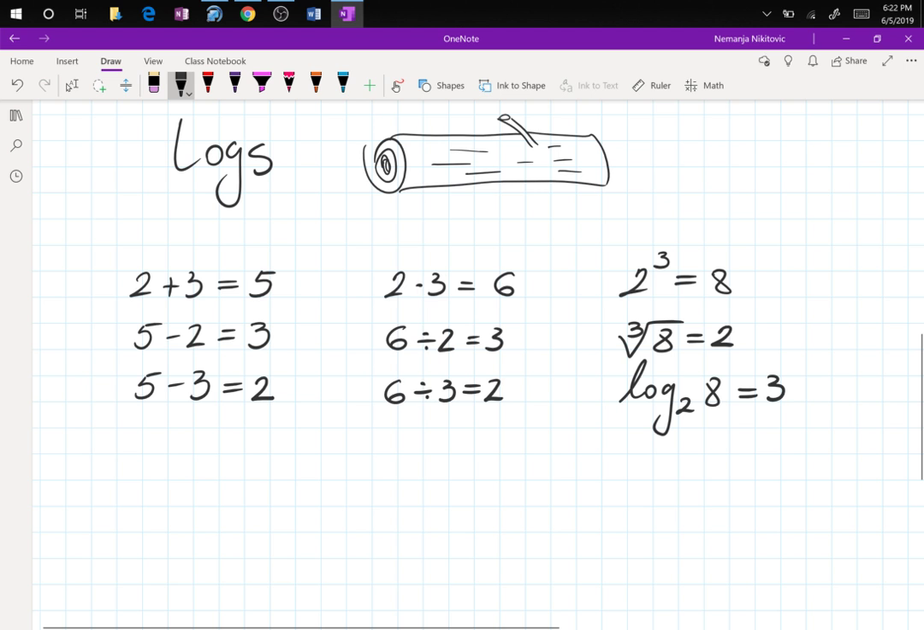So try for once in your life to be nice and not discriminate, because this is the only operation that has letters in it and not a cute symbol, right? Be nice. Accept logs in your heart.